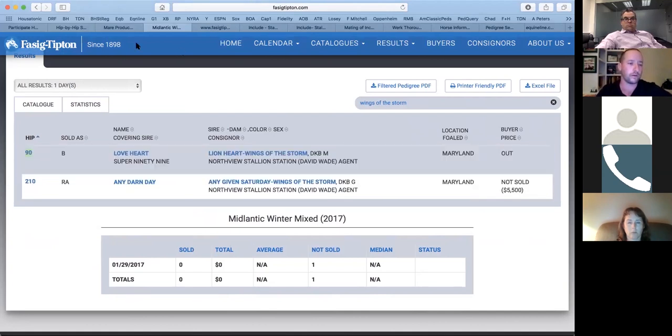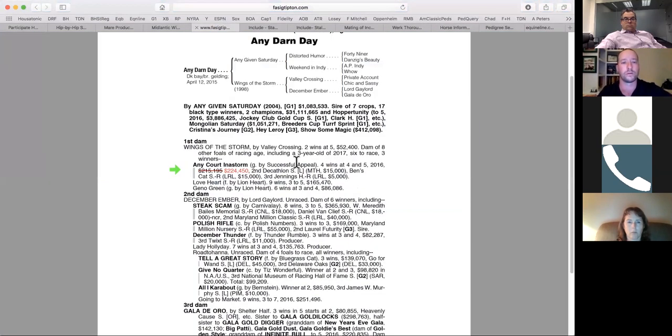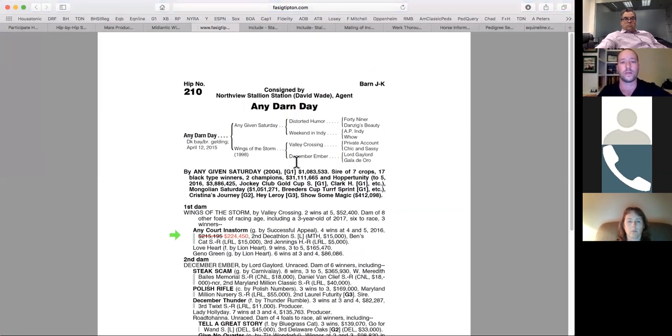So if I click either of those hip numbers, it will pull up a catalog page. We're going to do Any Darn Day now. We see a similar, this is only a 3-cross pedigree because we go back 3 generations for Any Darn Day. Obviously, he's by Any Given Saturday, whereas Participate is by Include.